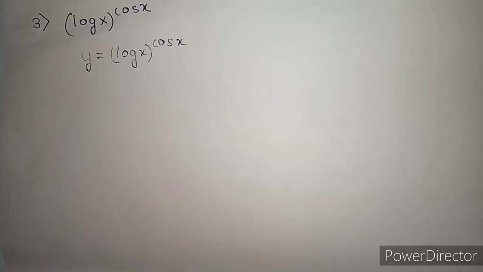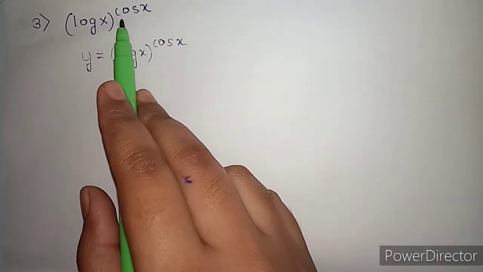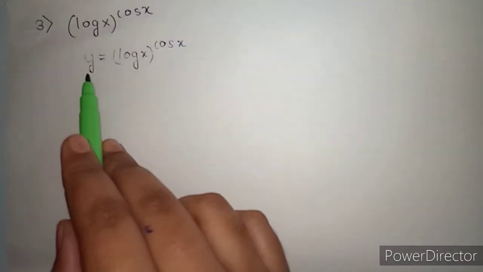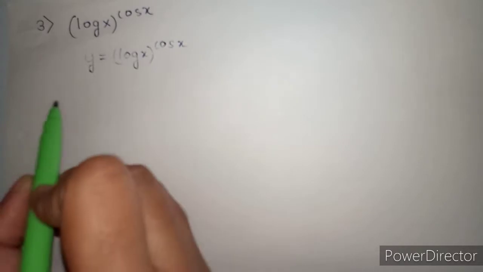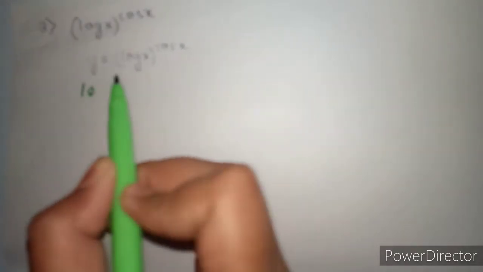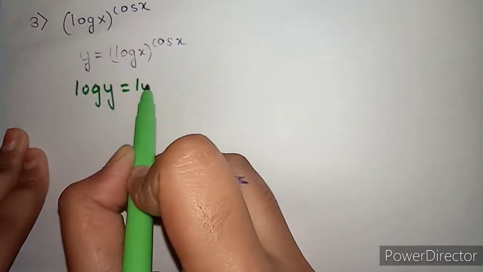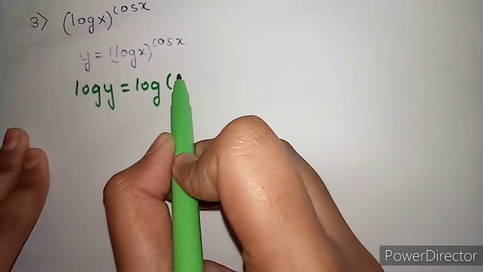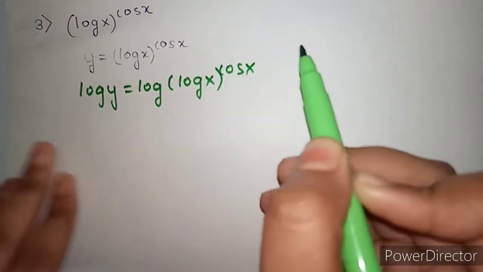Hello everyone, this is the continuation part of exercise 5.5 of continuity and differentiability. So here is the third question: log x to the power cos x. Take it as y is equal to (log x) power cos x. Taking log on both sides, log y is equal to log of (log x) to the power cos x.